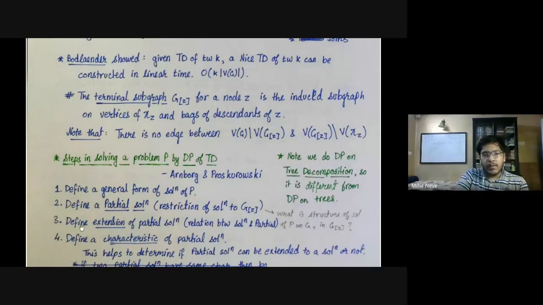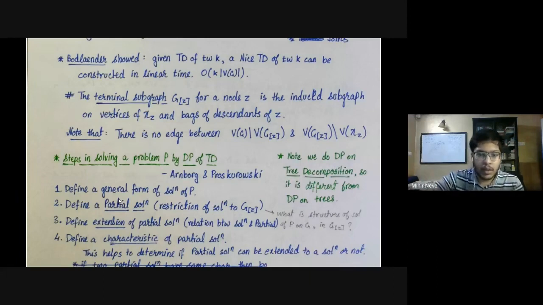And then the third step would be, I have to find a relation between these two. So what is the relation between a partial solution and the actual solution of the problem? This we'll call an extension. So once we know, this is our problem, this is the solution that I want, this is a partial solution I'll expect at every step of the dynamic programming, and this is an extension, this is the property which tells me how the partial solution and the actual solution are related.